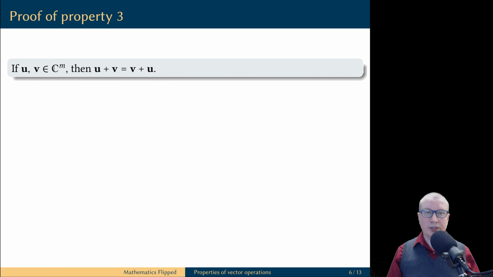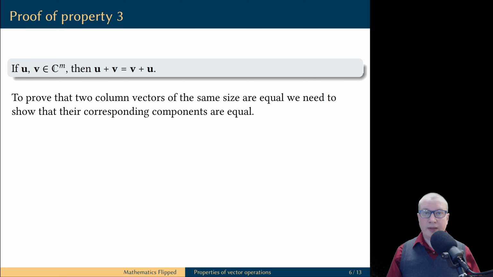Let's pause for a moment and spell out what it is that we need to prove. We need to prove the equality of two vectors, and we know that to prove two vectors are equal, we simply need to show they have identical components. This helps us figure out how to proceed. I'm going to take an arbitrary component number i of the vector u plus v, and I will prove that it is the same as component number i of the vector v plus u.